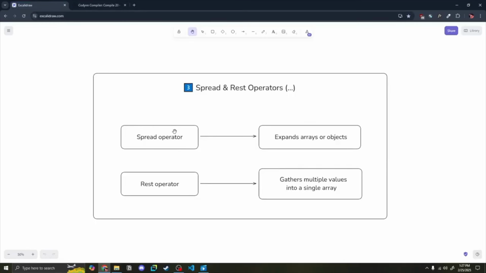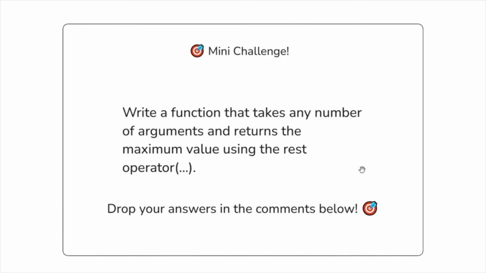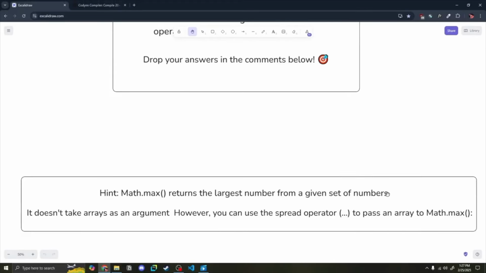And as always, we do have a mini challenge for you guys, and the challenge is to write a function which takes any number of arguments and returns the maximum value using the rest operator. And you can drop your answers in the comments below. And the hint for this challenge is to use the math.max method, which returns the largest number from a given set of numbers. And it doesn't take arrays as an argument. However, you can use the spread operator to pass an array to math.max.